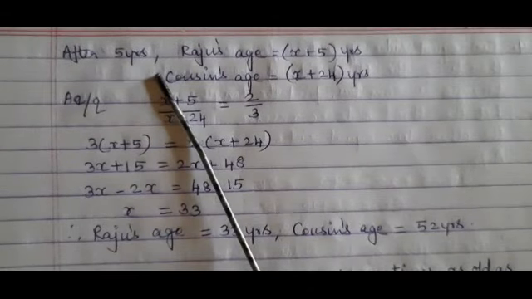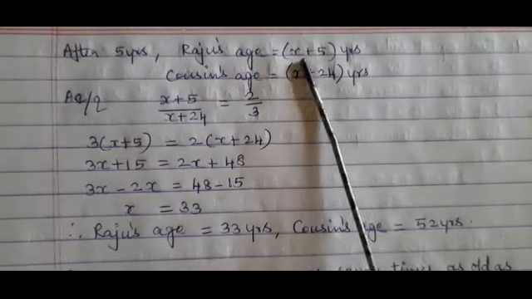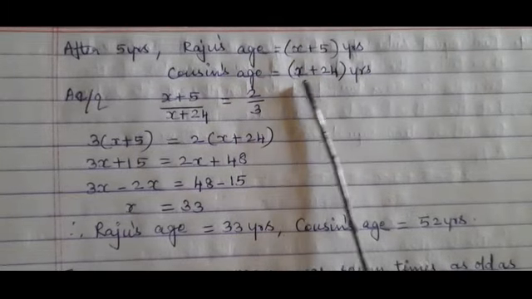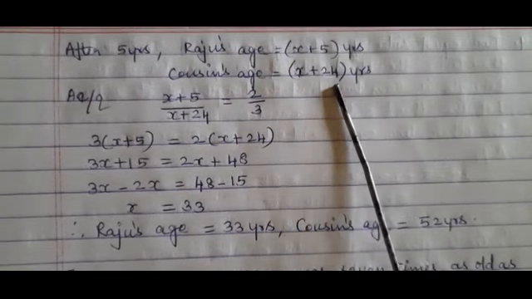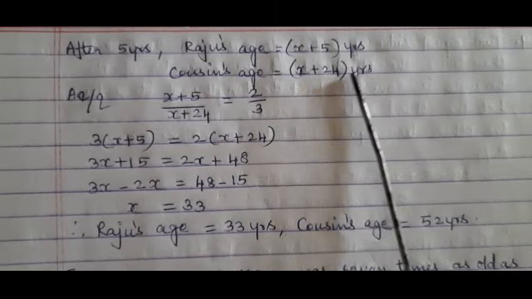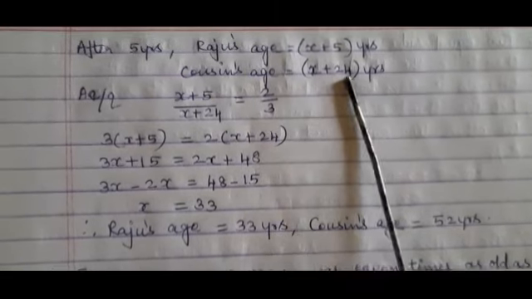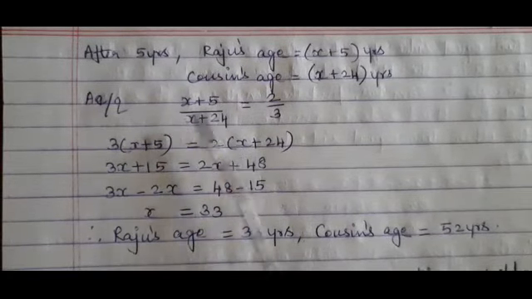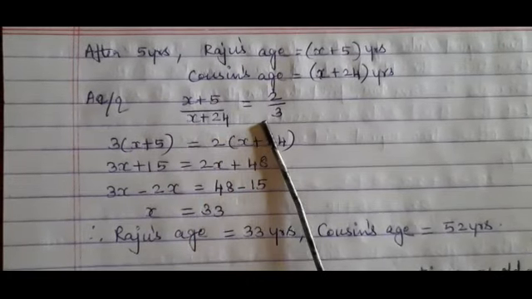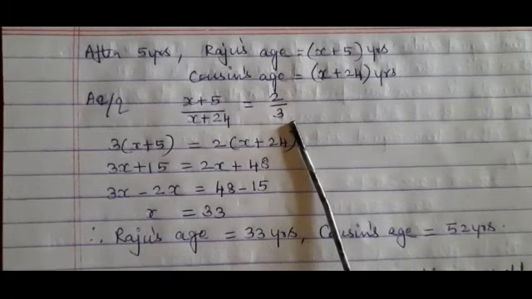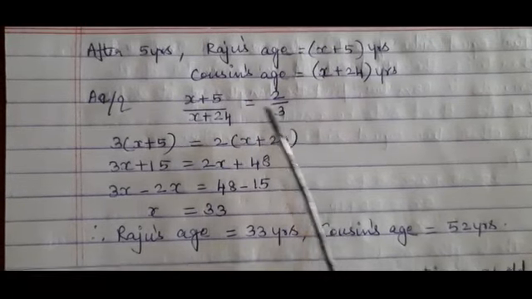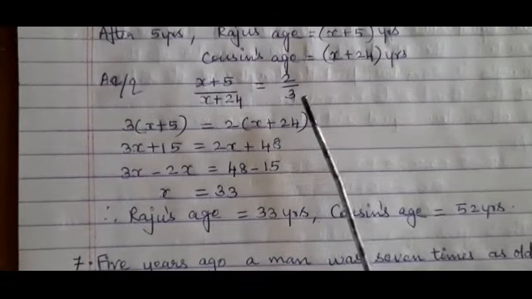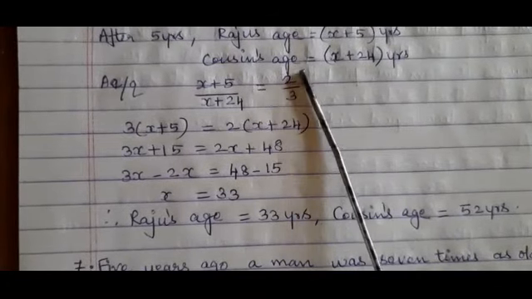After 5 years, Raju's age is equal to x plus 5 years. We have to add 5 years to both. The cousin's age is equal to x plus 24, because I already have x plus 19, plus 5, that is x plus 24 years. According to the question, (x plus 5) by (x plus 24) is equal to the ratio given, 2/3. So don't change the ratios. Raju's ratio is 2 and the cousin's ratio is 3. So 2/3, that is very important.